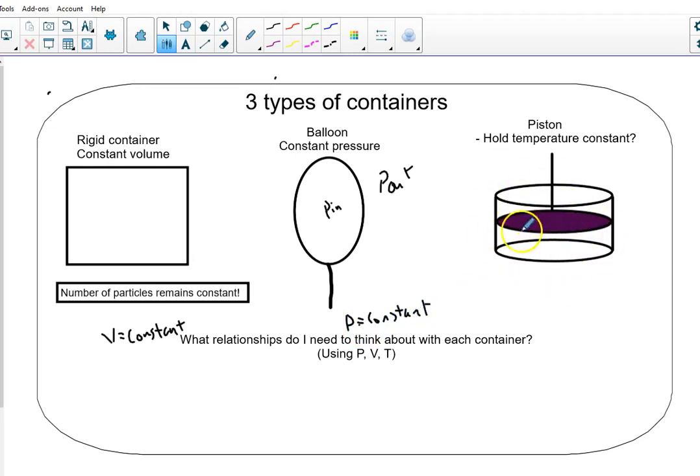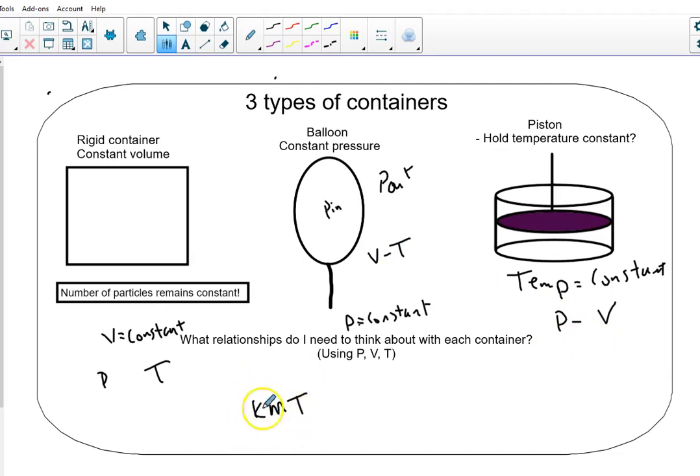And although this is a piston, so this is allowed to move up and down, changing the volume, we don't have to hold our temperature constant, but for this one, typically, we're going to hold our temperature constant. Okay? So now we want to compare each of the other two variables. What about pressure versus temperature here? What about volume versus temperature? What about pressure versus volume? And we want to look at these in terms of kinetic molecular theory.